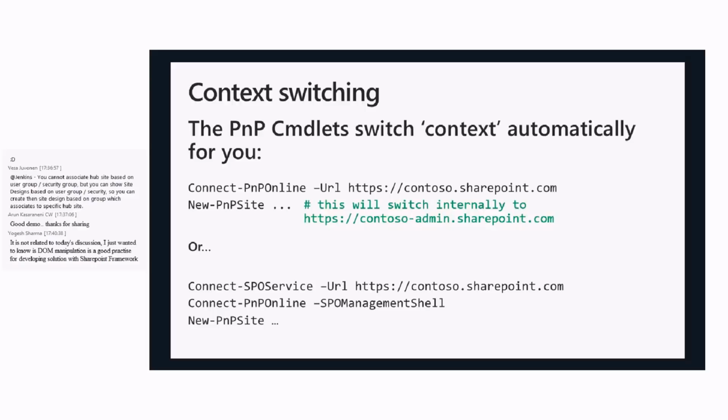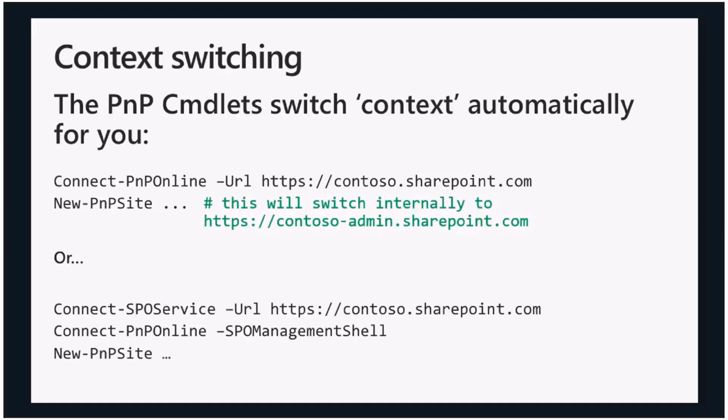So in the first example here, you see that we connect to the root site collection of the tenant, and then we create a new PnP site. Officially, we would have had to first connect to the admin site and then create a new PnP site because we're calling a tenant level API here. But the PnP commandlets figure that work out themselves.